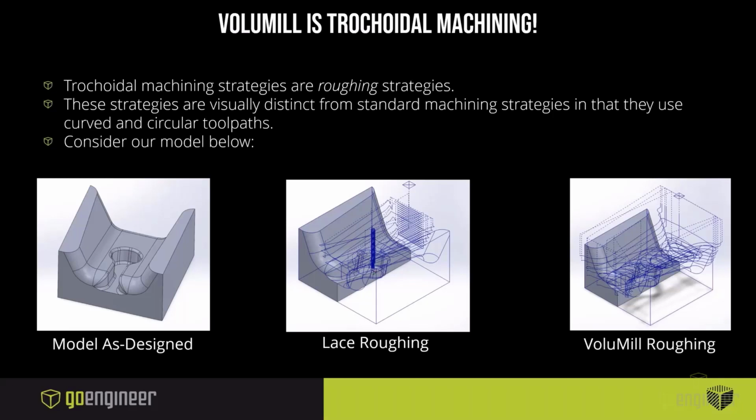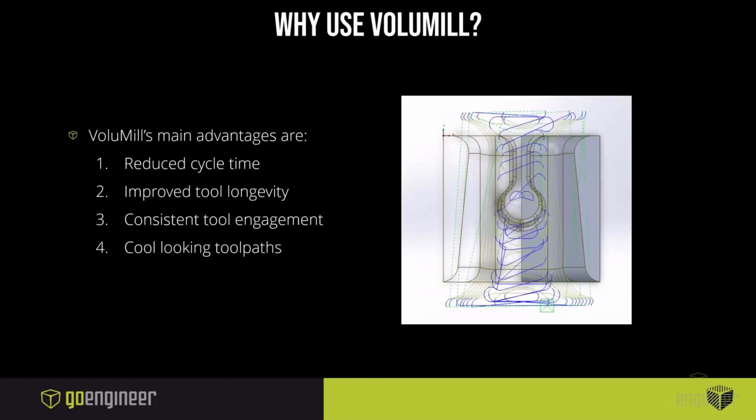So you can see down here on this slide that we have a kind of curvaceous part that would be challenging to machine, and we can see how these strategies are looking different already. So just a regular lace or zigzag type of roughing operation gives you generally pretty straight lines and follows the contours of your part, where VoluMill roughing just has these curvier pathways, and there's G-code and acceleration reasons for why that is. But let's take a little bit of a deeper look.